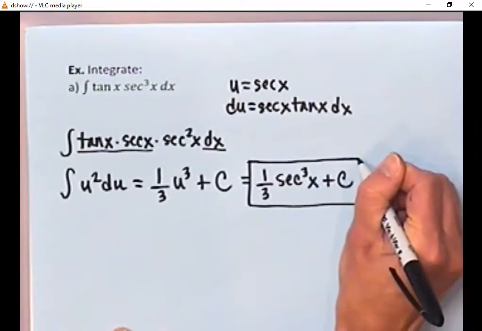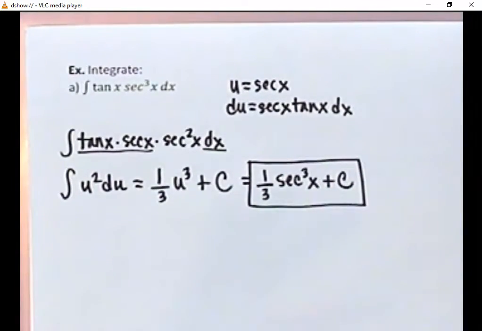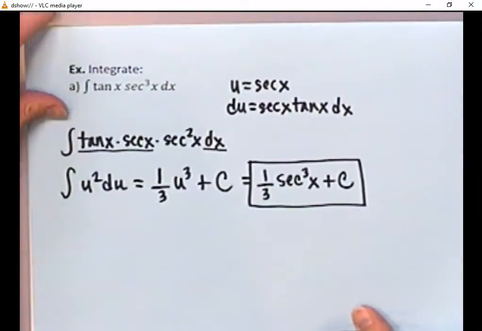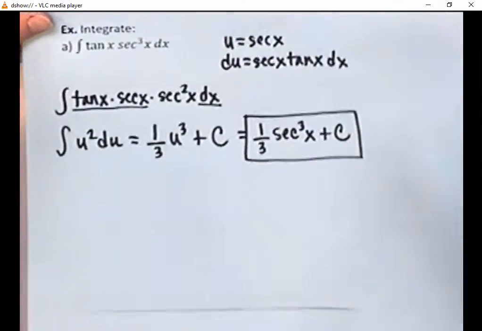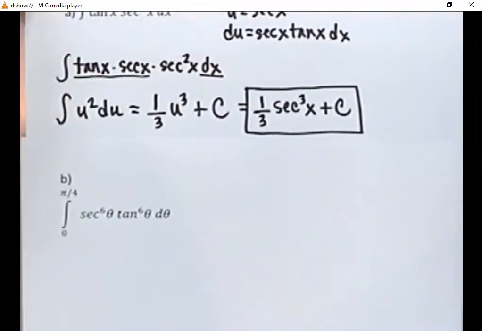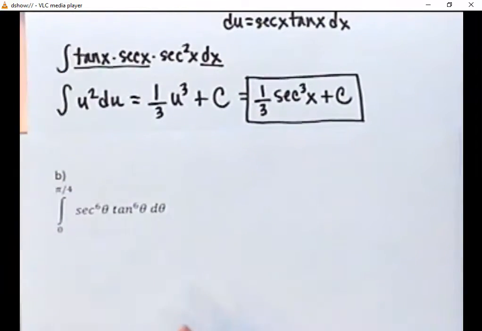So here's a good place for us to use that relationship between secant and its derivative that's showing up here, the secant and the tangent. Okay. So that seemed to be a pretty good choice in that one. Let's see what might be a good choice in the next one here. Now this one we have secant to the 6th and tangent to the 6th of theta. And notice this one has some limits. We'll just deal with those at the end, but those are from 0 to pi over 4.